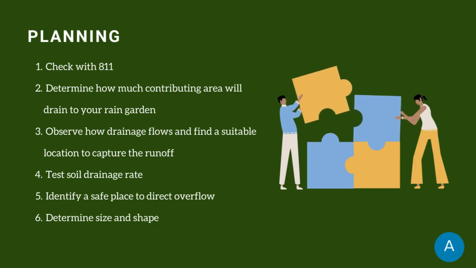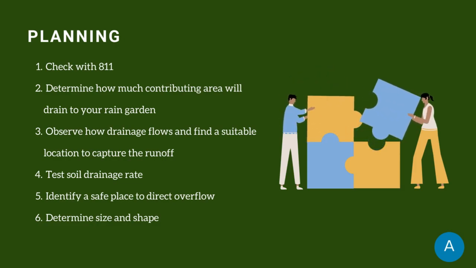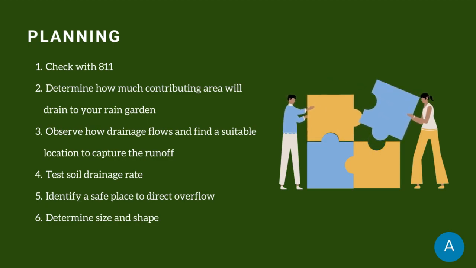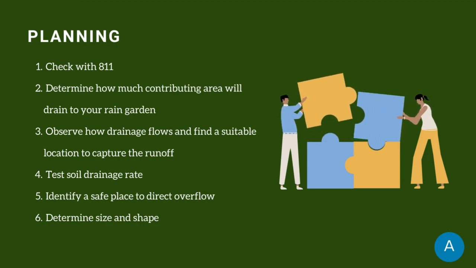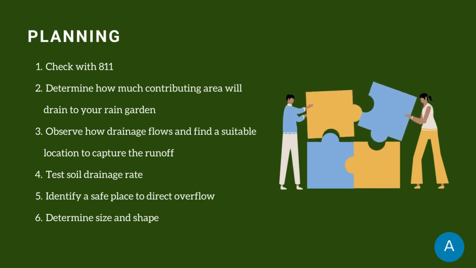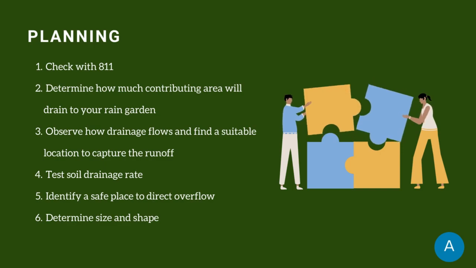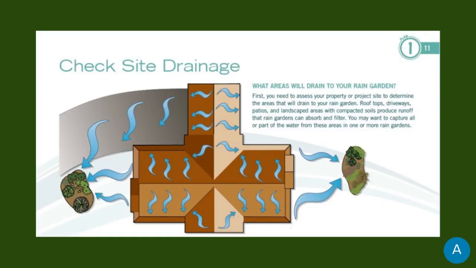The first step of your planning process should always be to check with 811 where your local utilities are. Then determine how much contributing area will drain to your rain garden. Observe how drainage flows and find a suitable location to capture runoff. Test soil drainage rates, identify a safe place to direct overflow, and determine the size and shape of your rain garden.